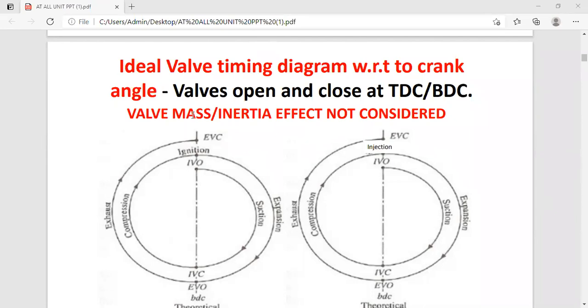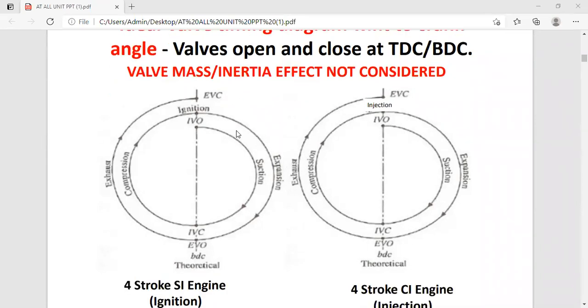So, we are discussing the valve timing diagram, and here I have shown the diagrammatic representation of the valve timing diagram. Now you can observe the 4-stroke SI engine and the 4-stroke CI engine. First, we are going to discuss the 4-stroke SI engine. If you observe here, the inlet valve is required to open before this point. When the inlet valve opens and closes, this is called the suction stroke.